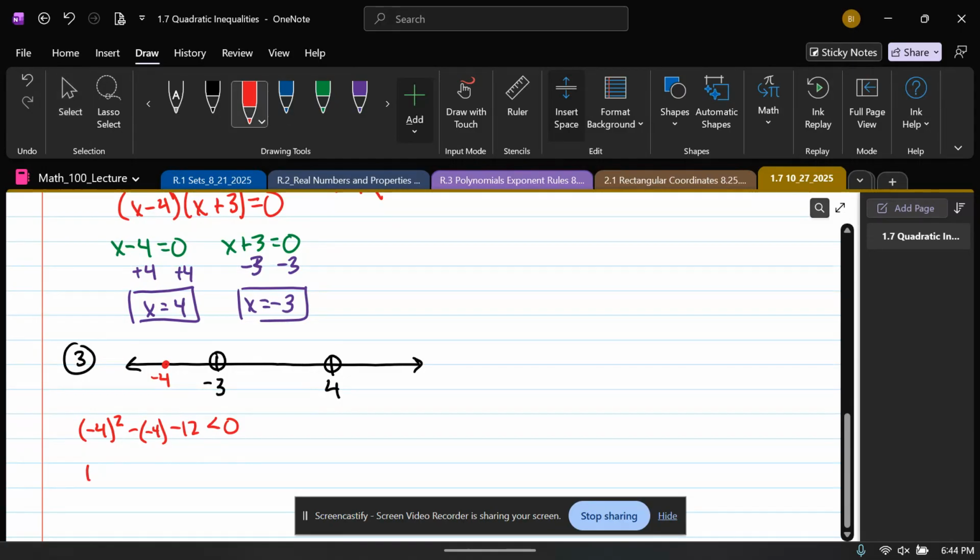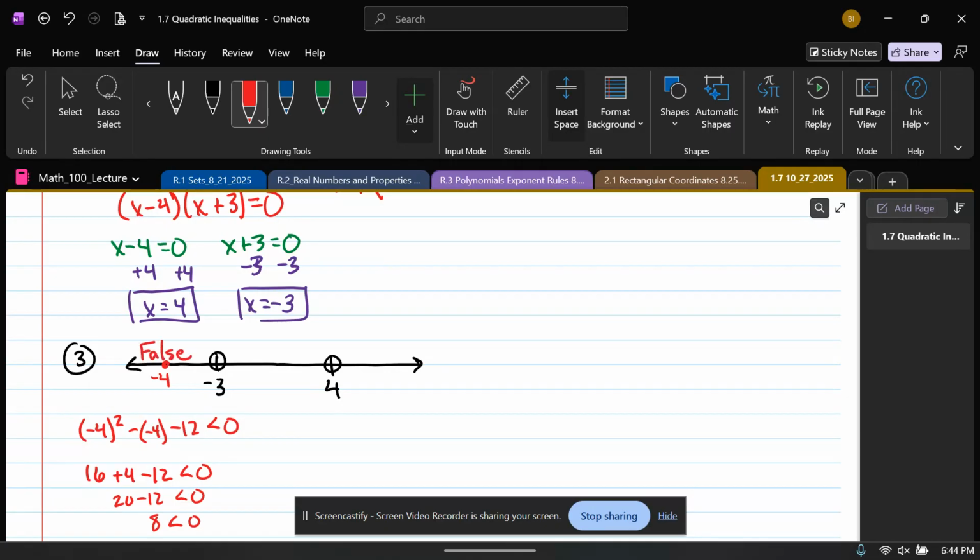So this is 16 plus 4 minus 12. So that's 20 minus 12. That is 8 is less than 0. Is 8 less than 0? No. So this area is false. So that test zone is not where the answers are.